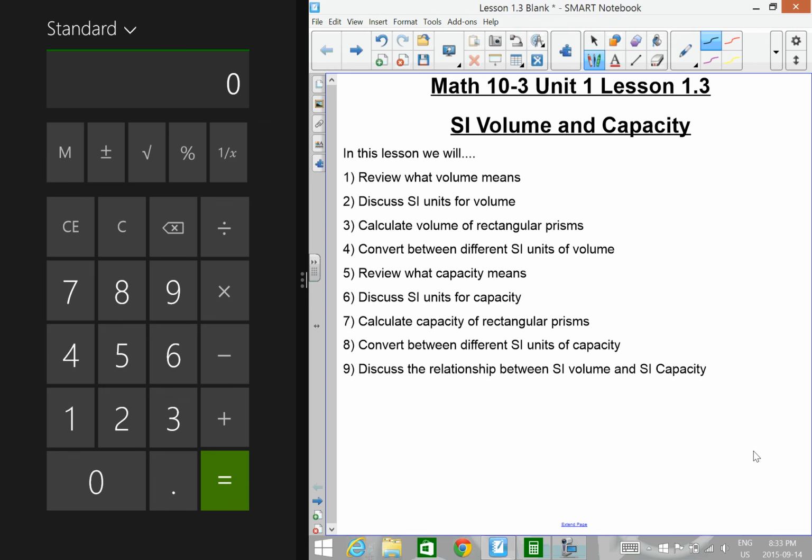Yeah, hello and welcome to lesson 1.3. We're going to talk about volume, capacity, and calculating that kind of stuff.